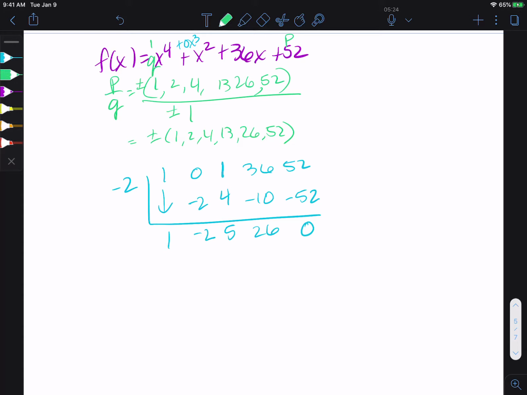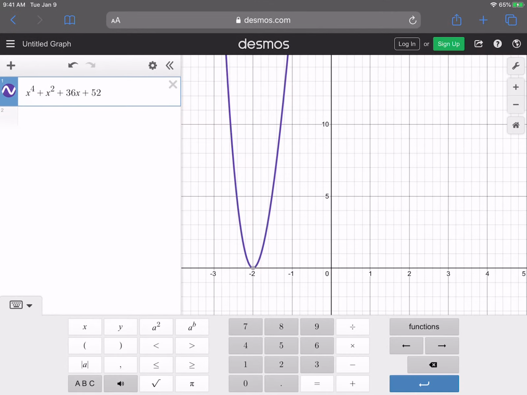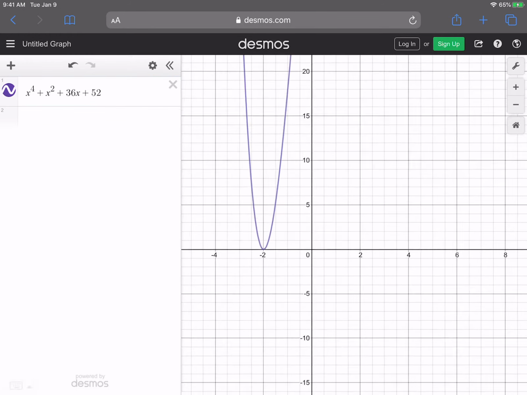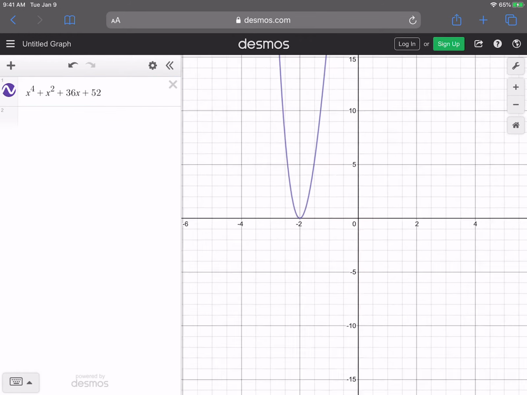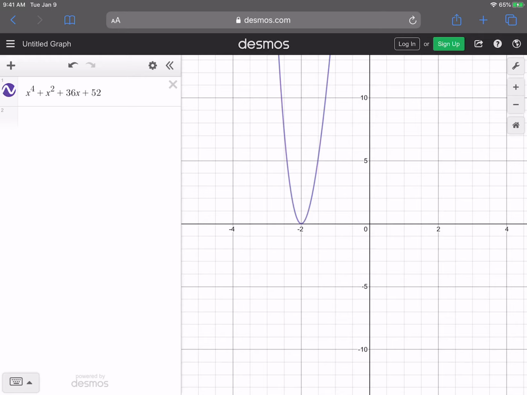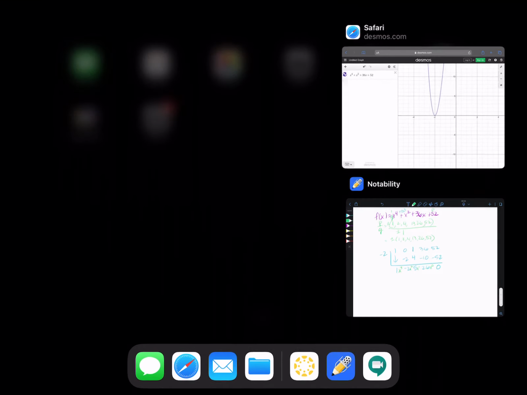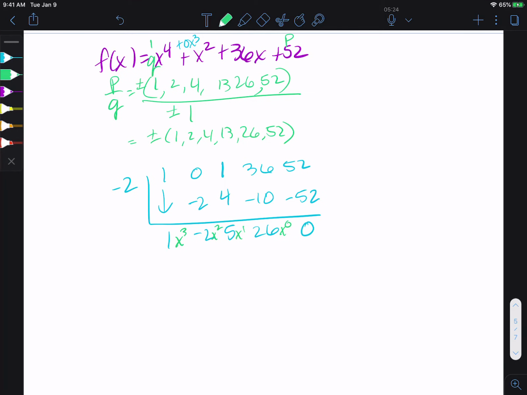Right? But this only knocks it down to a power of cubed because we started with our x to the 4th power. Well, if I go back and look, there are no other x-intercepts, right? We can scroll in and out, move, pinch and zoom, nothing. But if you remember, it's bouncing at the x-intercept. If it's bouncing, that means it has a multiplicity of 2. So really that x-intercept happens twice. Okay? So that means I can come back here and synthetically divide by another -2.